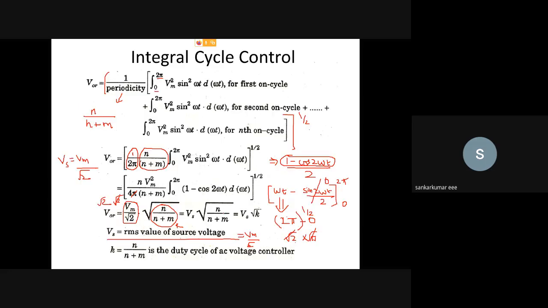And here also the RMS value of output current is given by the same formula, that is RMS output voltage divided by the resistance. And here we have to calculate the input power factor using the same formula used in phase angle control. And here also the power delivered to load will be V naught R square by R. So V naught R we have already derived in the previous slide as V naught R is equal to Vs into root of K, where K is equal to n by n plus m.